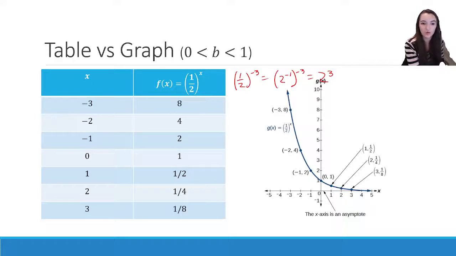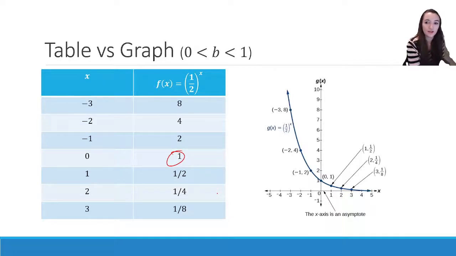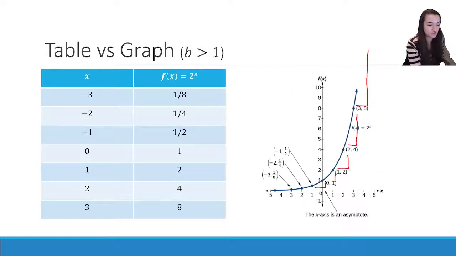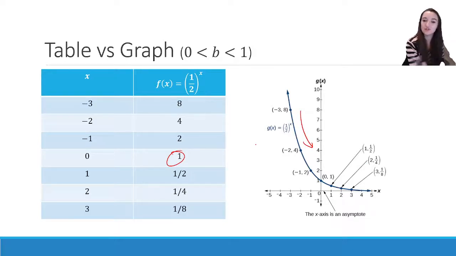1/2 to the negative 2 power will thus be 4. 1/2 to the negative 1 will be 2. We still have the same initial value, so I plug in 0. Anything to the 0 power is 1. 1/2 to the first is 1/2. 1/2 squared is 1/4, 1/8, and so on. So we are decreasing instead. But it's still basically the same shape, it's just flipped over the y-axis.